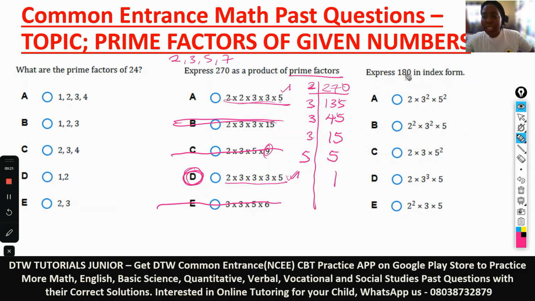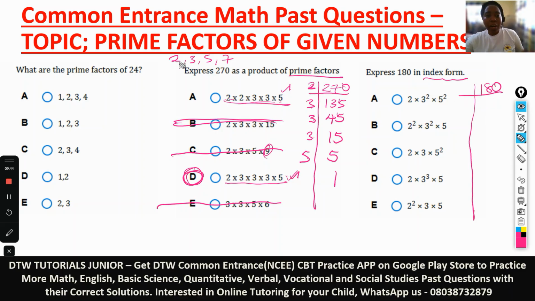Now this says, express 180 in index form. If you watched the previous video, I explained index form, but don't be confused. When it says index form, you might think it is not this way you are to follow. It is still this way. Find the prime factors. Okay, so you rule your line. Find the prime factors first.